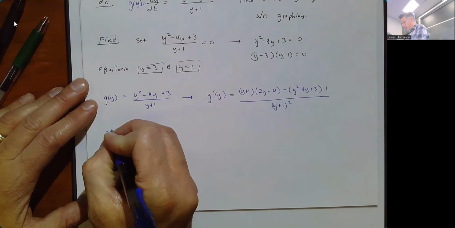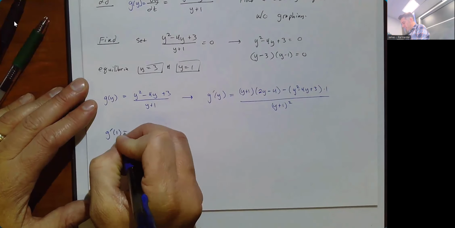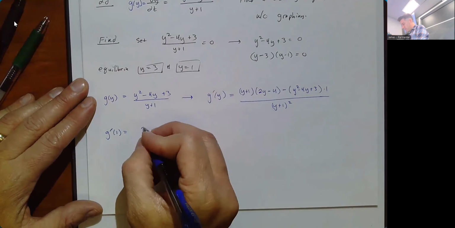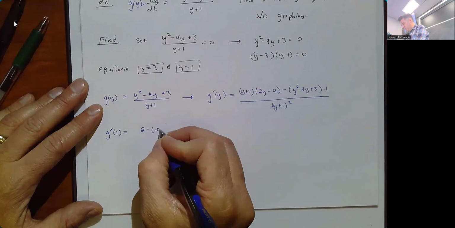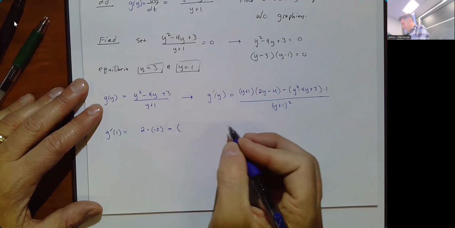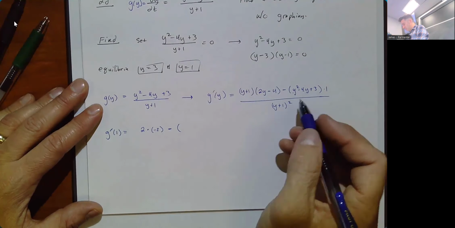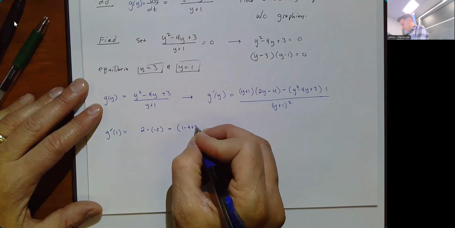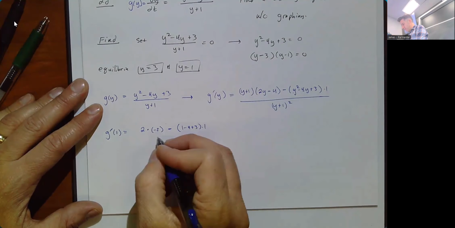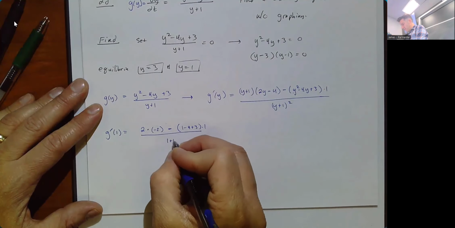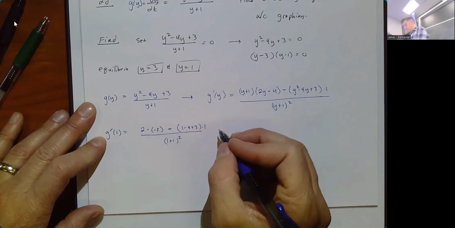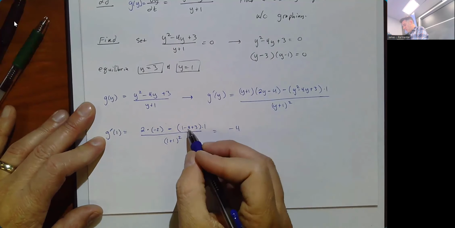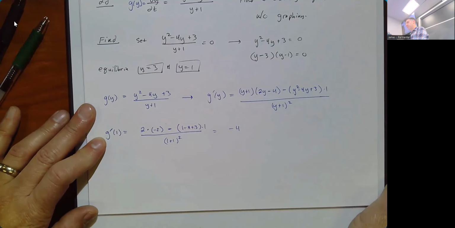So I plug in 1. G prime of 1 is going to be, let's see here, 1 plus 1 times 2 minus 4 is -2, minus, in parentheses, 1 minus 4 plus 3. Oh, that's actually, you're smart, James. The bottom's going to be 1 plus 1 squared, which is positive. So looking at what I've got here, 2 times -2 is -4. 1 minus 4 plus 3 is what?